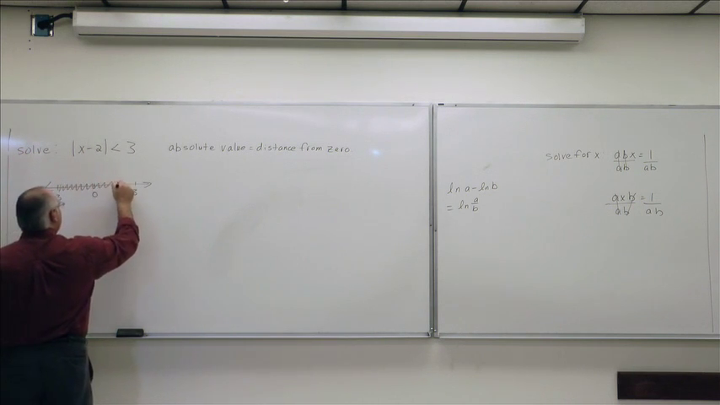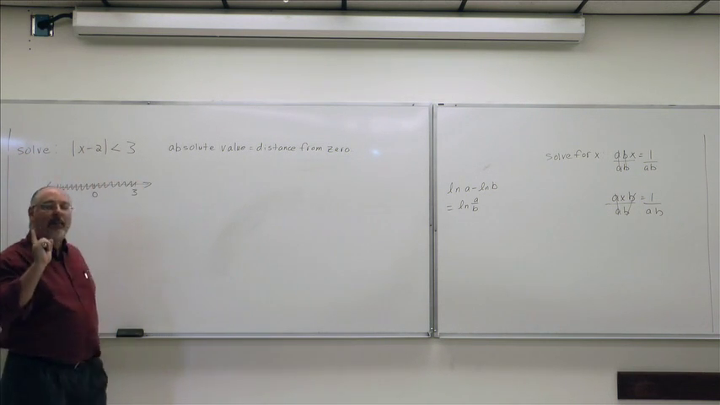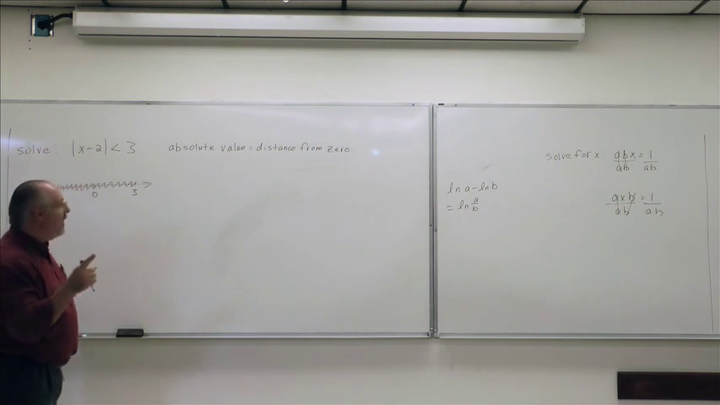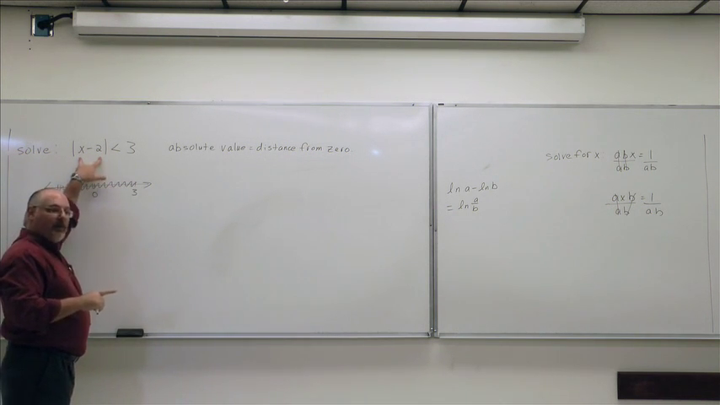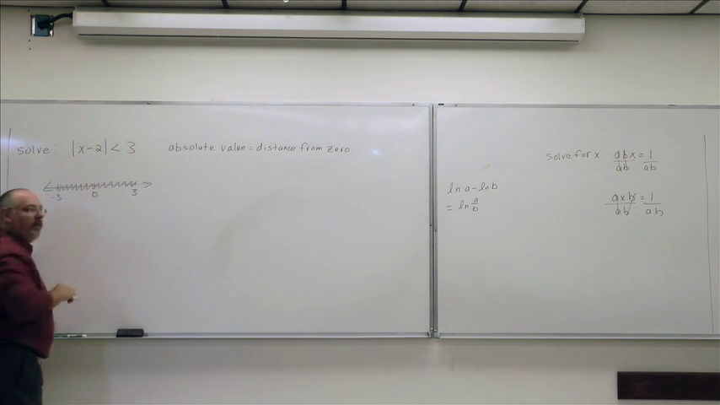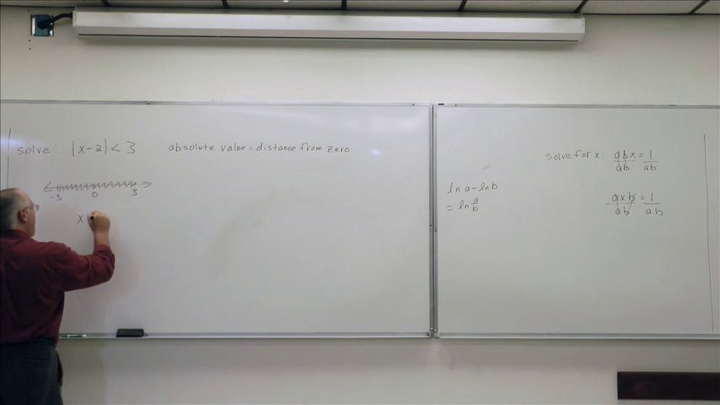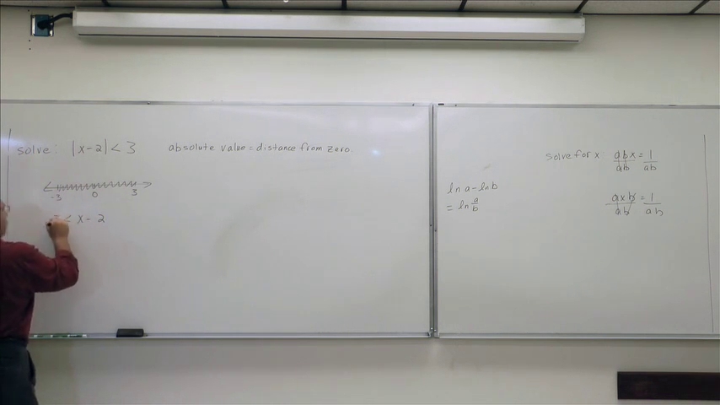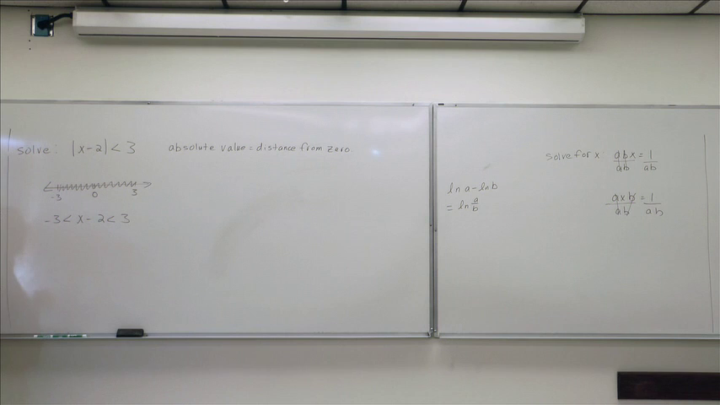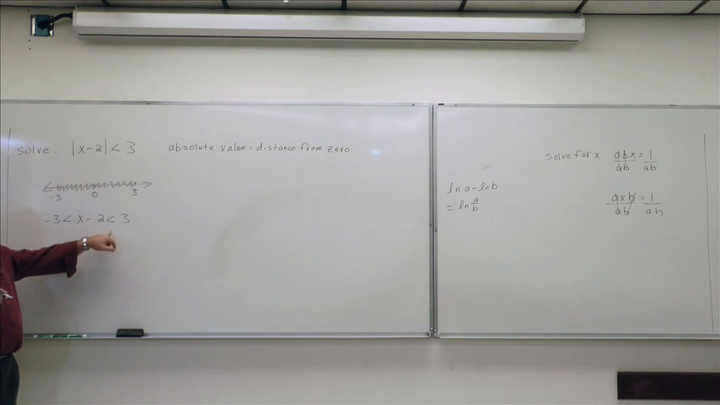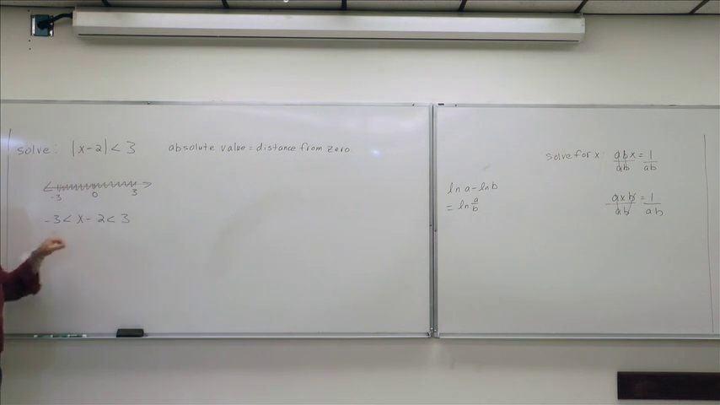Now, that's not the answer. That is how to set up the problem. That's the key. So what we're taking the absolute value of is between -3 and 3. So -3 is less than or equal to x minus 2, which is less than 3. Whenever you write a compound inequality like this, the inequalities have to go the same direction. If they're going in different directions, it's flat out wrong.